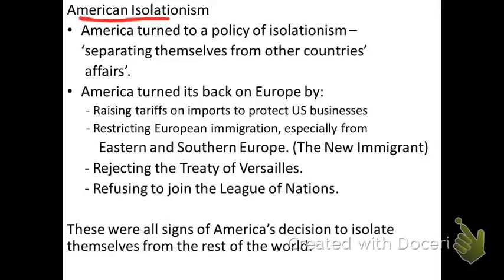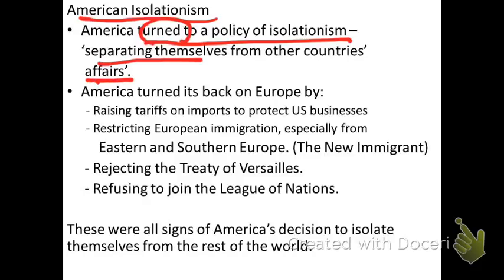So, American isolationism. America returned to a policy of isolationism. It has the word turned, but it's really returned to a policy of isolationism because of our oceans, because of our own self-sufficiency, because of our political belief system. We felt that we did not really need to become involved, that we should remain isolated, we should remain neutral. And so we separate ourselves from other countries' affairs.